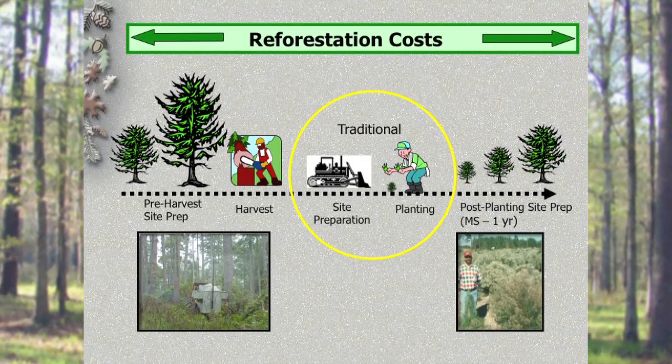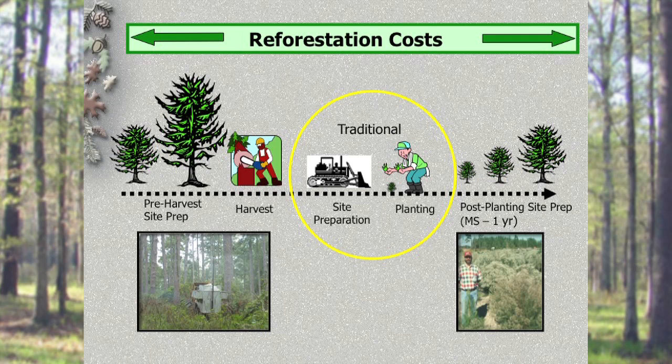What's reforestation costs? These are traditionally site preparation and planting, but because herbicides are so effective and they can be used in many different ways, we actually can allow pre-harvest site preparation. In other words, like if you had privet or Cogon grass in your timber stand and you needed to do it before the final harvest because you didn't want to release it, so there's pre-harvest site prep.